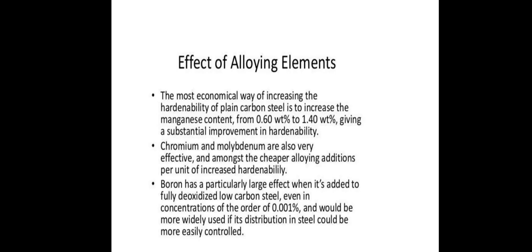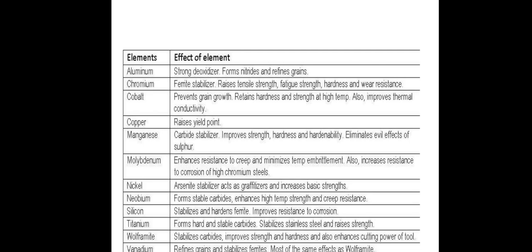Alloying elements such as chromium, vanadium, manganese, and silicon tend to stabilize ferrite. Some alloying elements such as chromium, tungsten, titanium, molybdenum, niobium, and manganese tend to form carbides. Other elements such as silicon, cobalt, aluminum, and nickel tend to destabilize carbides and form graphite. Now we see the effects of each element, starting with aluminum.